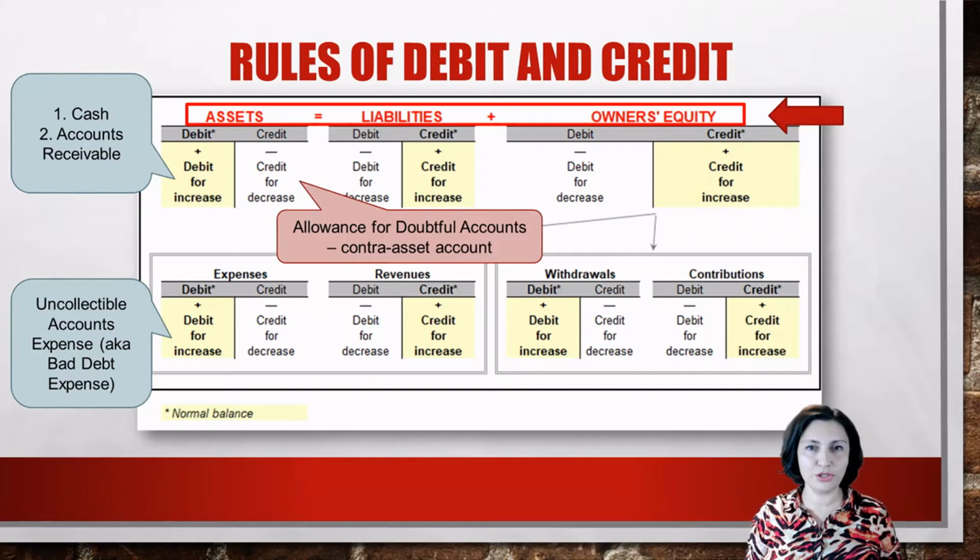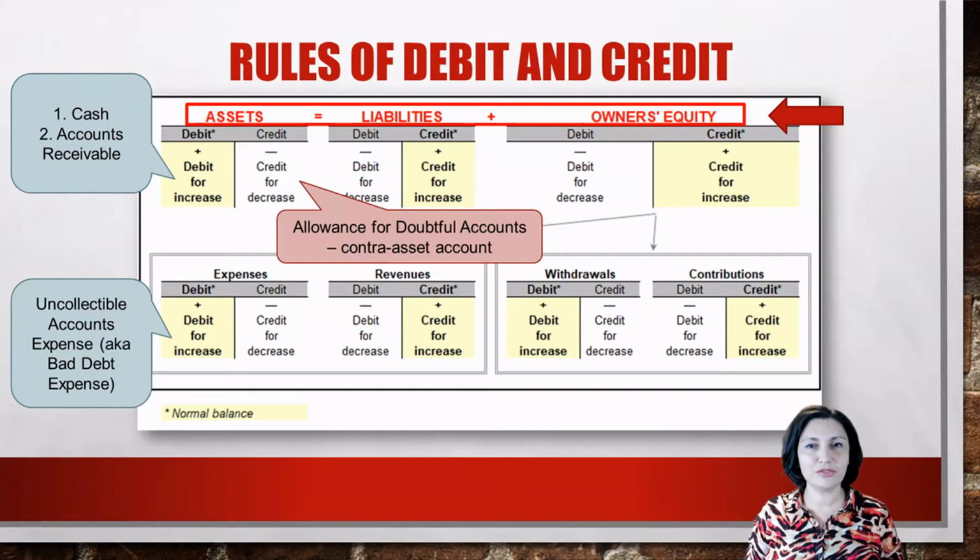Let's quickly review the rules of debit and credit and the accounts that we're going to use during this video. The accounting equation is assets equal liabilities plus owner's equity. Since assets are on the opposite side of the equation from liabilities and owner's equity, the rules are different. Assets are increased by debit and decreased by credit. Liabilities and owner's equity are increased by credit and decreased by debit.